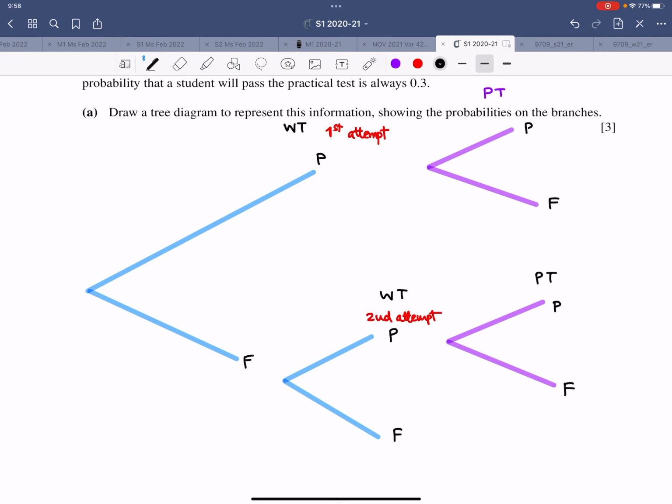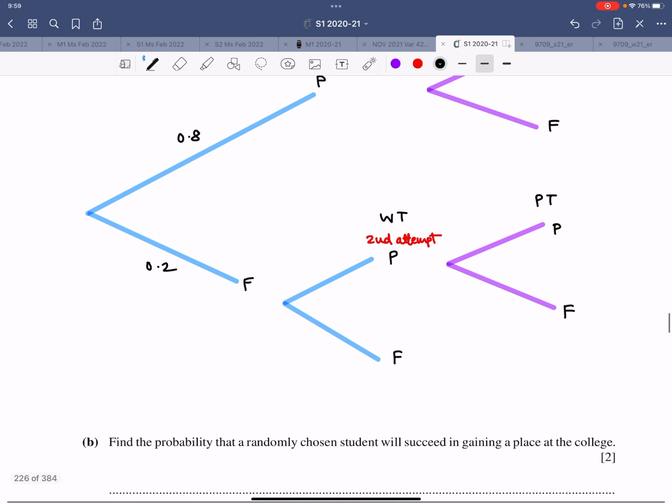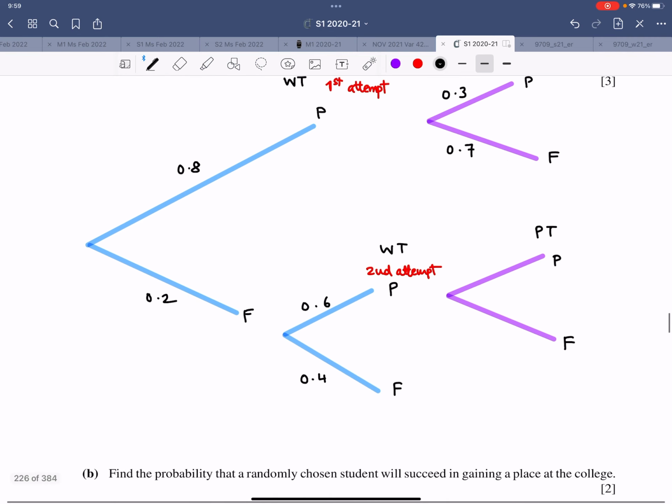Look at it very closely. This is a question like we did something with Peter, and there was a game show in which he can call his friend or ask from the audience. This question is something like that. The probability that the student will pass the written test on the first attempt is 0.8. So this is 0.8, this is 0.2. Fails the first and then passes the second attempt is 0.6. So this is 0.6, this is 0.4. Then for the practical test, passing is always 0.3, whether it's on the first attempt or the second attempt. 0.3, 0.7, 0.3, 0.7.